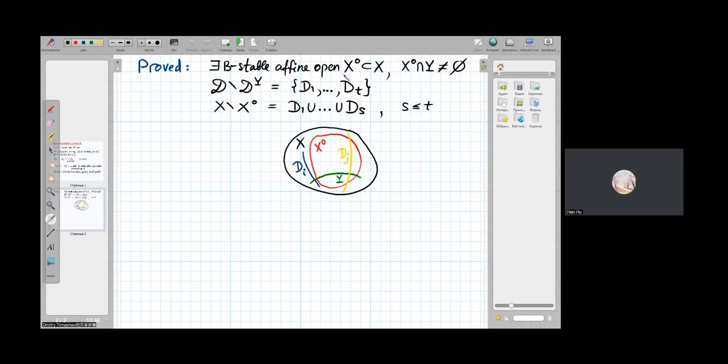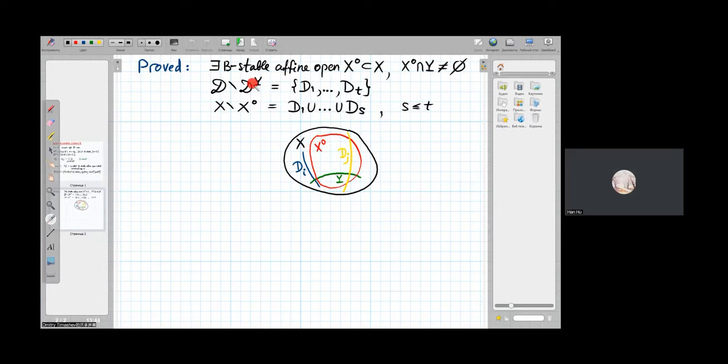The complement of this open affine subset X naught is a union of finitely many prime divisors, D1, ..., DS. All these prime divisors are, of course, B-stable but not G-stable, because all G-stable divisors contain Y and intersect this open subset. So these divisors D1, ..., DS are colors in the complement of the set D over Y.